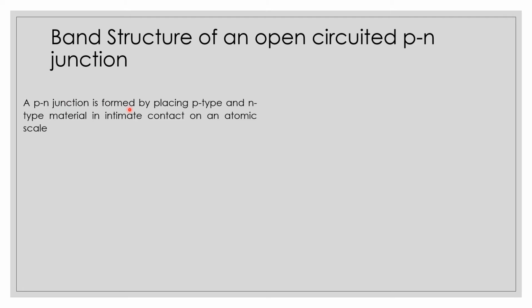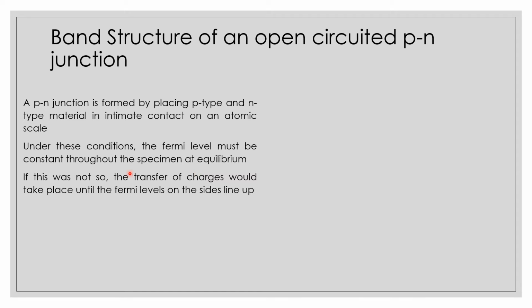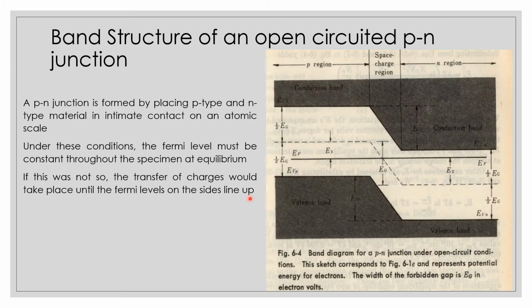A PN junction is formed by placing P-type and N-type material in intimate contact on an atomic scale. Under these conditions, the Fermi level must be constant throughout the specimen at equilibrium. If this was not so, the transfer of charges would take place until the Fermi levels on the sides line up. This is the Fermi level, which is constant throughout the material. This is the P side and this is the N side.